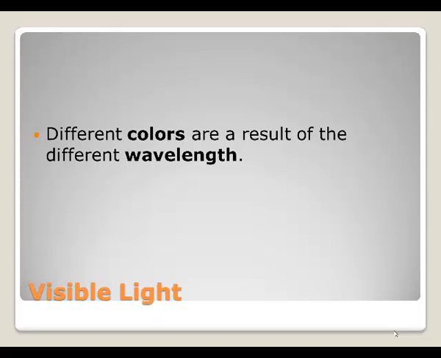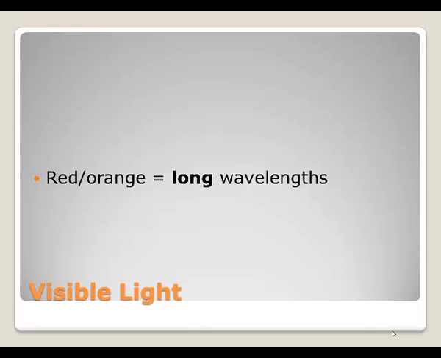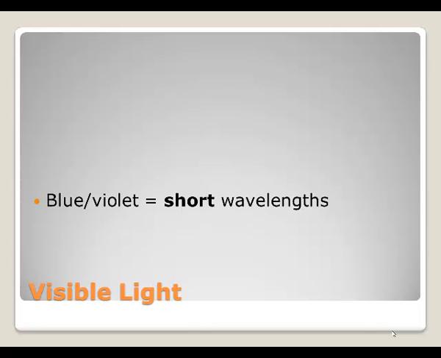The reason that we have different colors is due to the fact that each color has its own specific wavelength. Red and orange have long wavelengths. Blue and violet have short wavelengths.